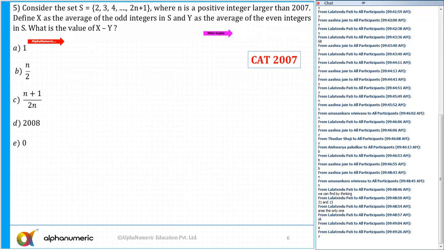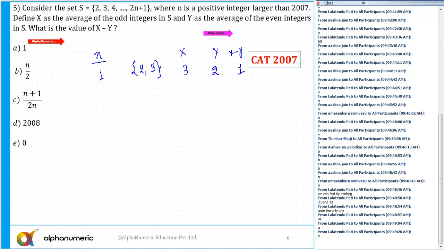So if I take, let's say, n equal to 1, it means my numbers in this series are 2 into 1 plus 1, that is 3. That is 2 and 3. And x is the average of odd integers in S. So I'll say what are the values of x and y. So the average of odd integers is only 3. There is only one number. And y is the average of even integers, that is 2. And the difference, x minus y, here it is 1.